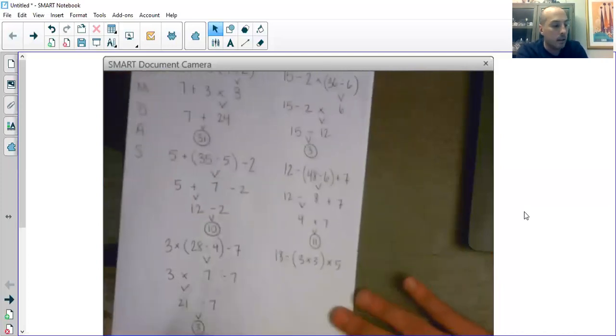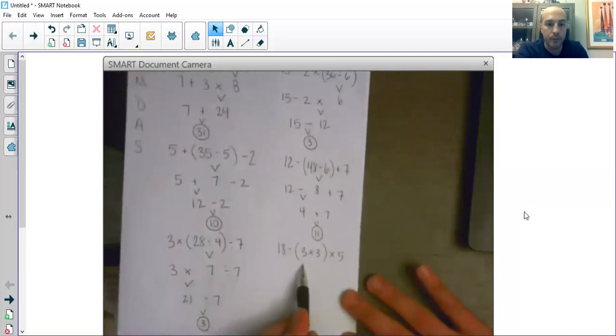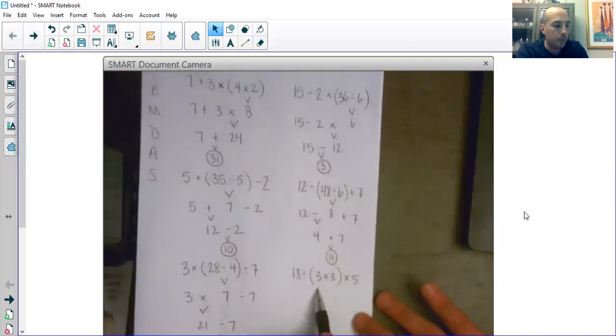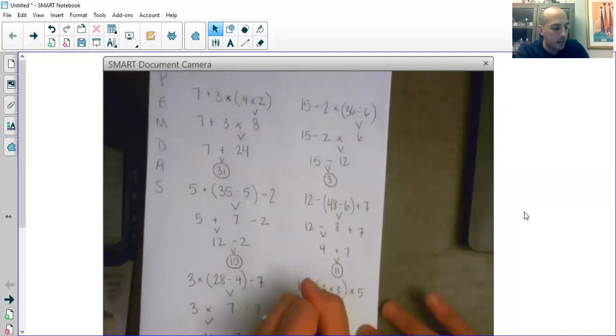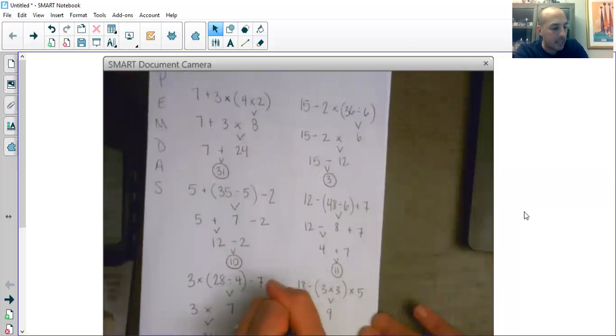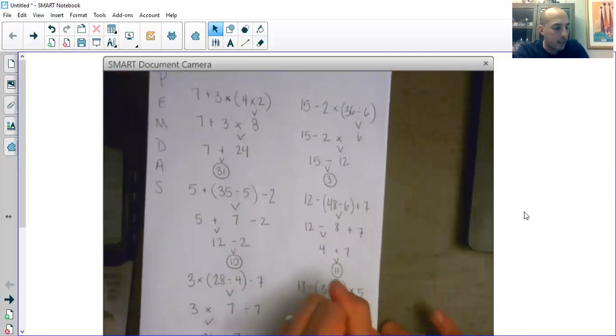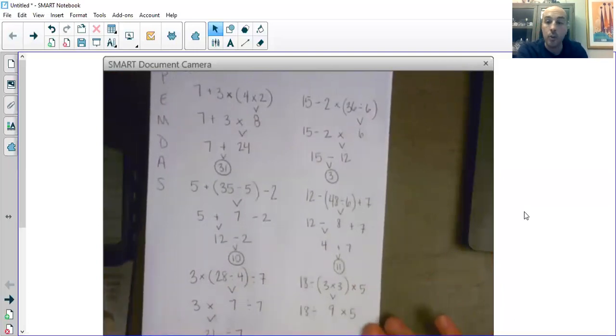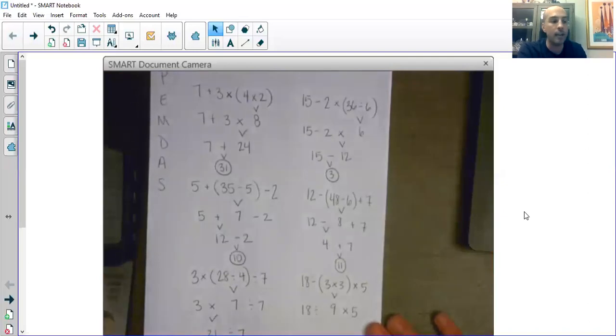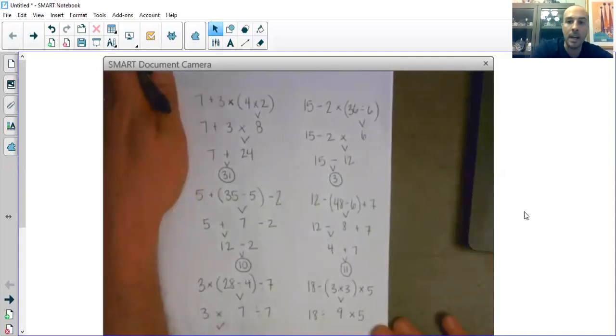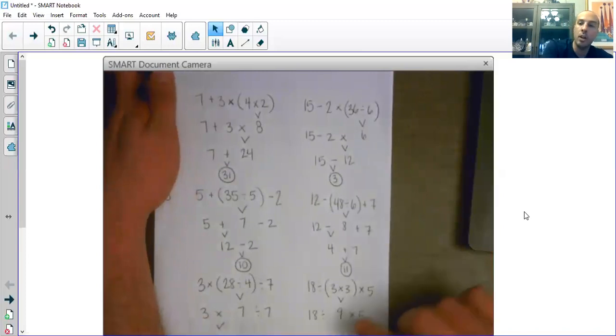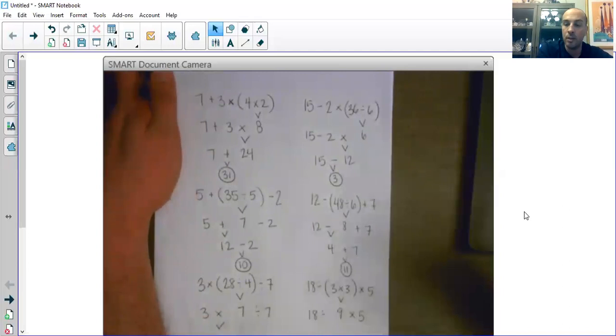Try it again. Always doing our parentheses first. 3 times 3 is 9. My new equation is 18 divided by 9 times 5. So I'm only left with division and multiplication. I forget about PEMDAS. It doesn't matter that multiplication comes before division on the order of operations. When you're left with only division and multiplication, you revert back to the left to right rule.